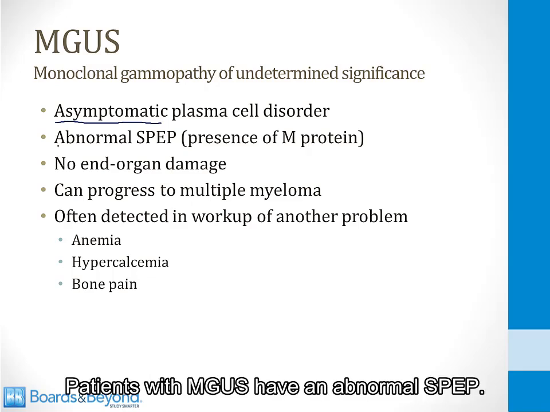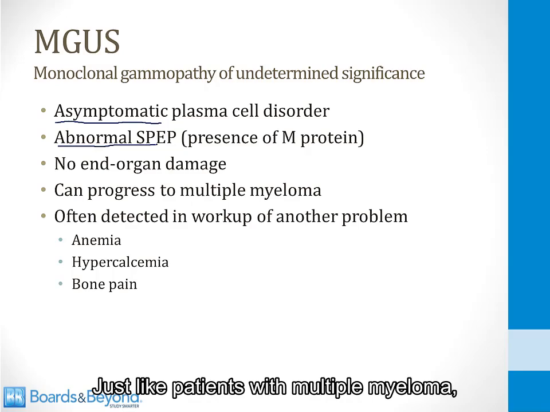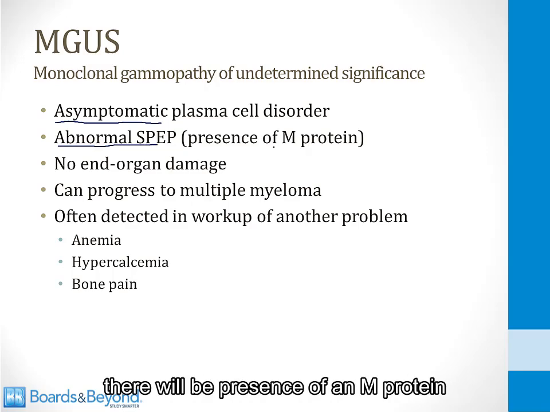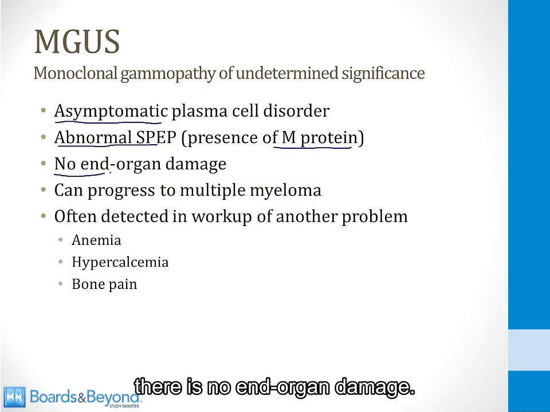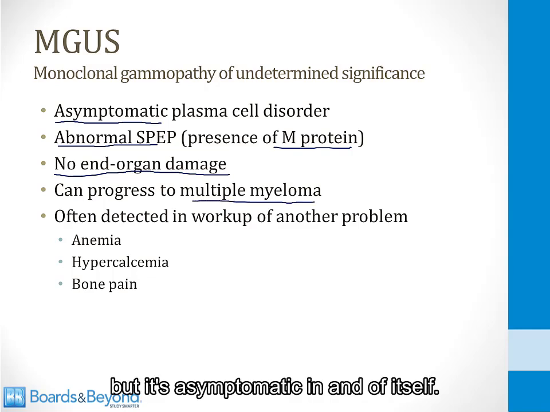Patients with MGUS have an abnormal SPEP, just like patients with multiple myeloma. There will be presence of an M protein and an M spike on the SPEP. However, in contrast to multiple myeloma, there is no end organ damage. Now, over time, this can sometimes progress to multiple myeloma, but it's asymptomatic in and of itself.